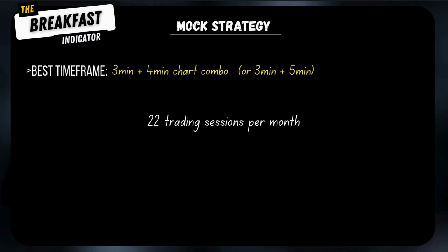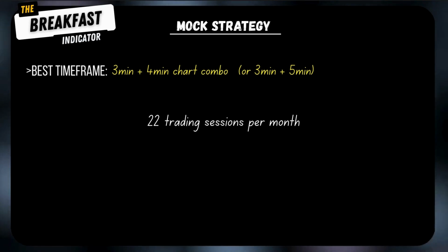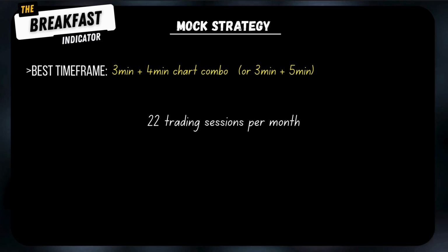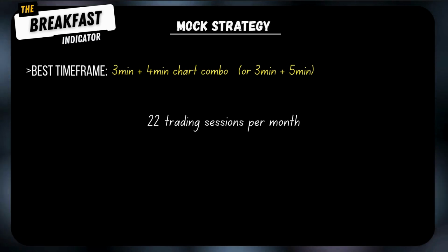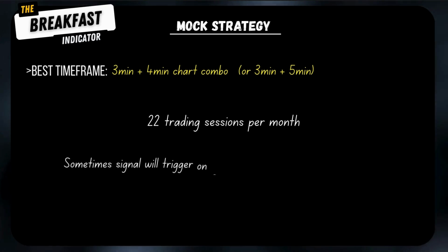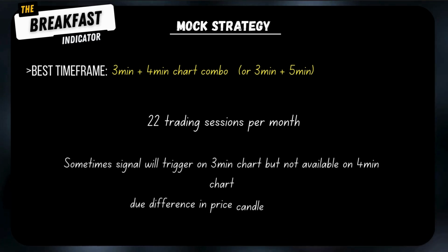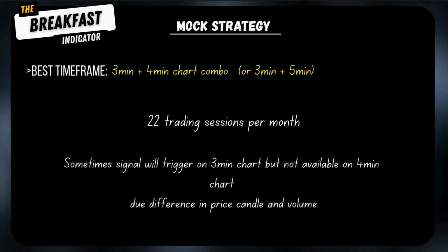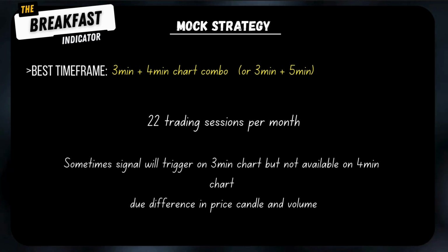So based on the backtesting statistics I have, I will take that the 4 minute and the 3 minute chart combo is the best. What is the meaning of combo? One side I'll put 3 minute chart, one side I'll put 4 minute chart. Sometimes the signal will come on the 3 minute chart, it won't come on the 4 minute chart. But overall, at the end of the month, 4 minute is more stable. That is what I know.